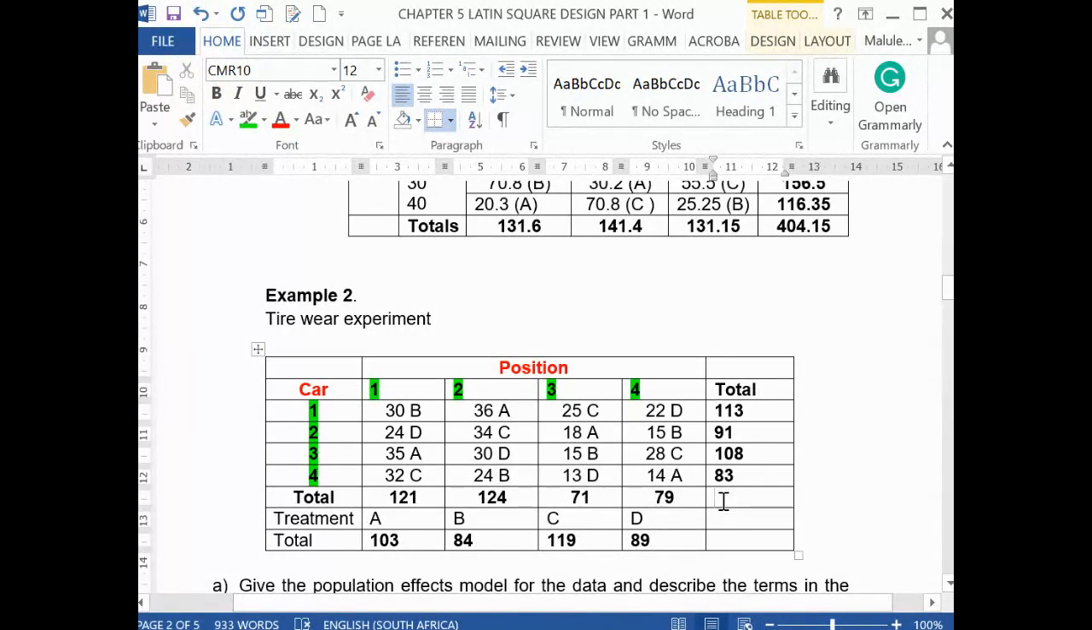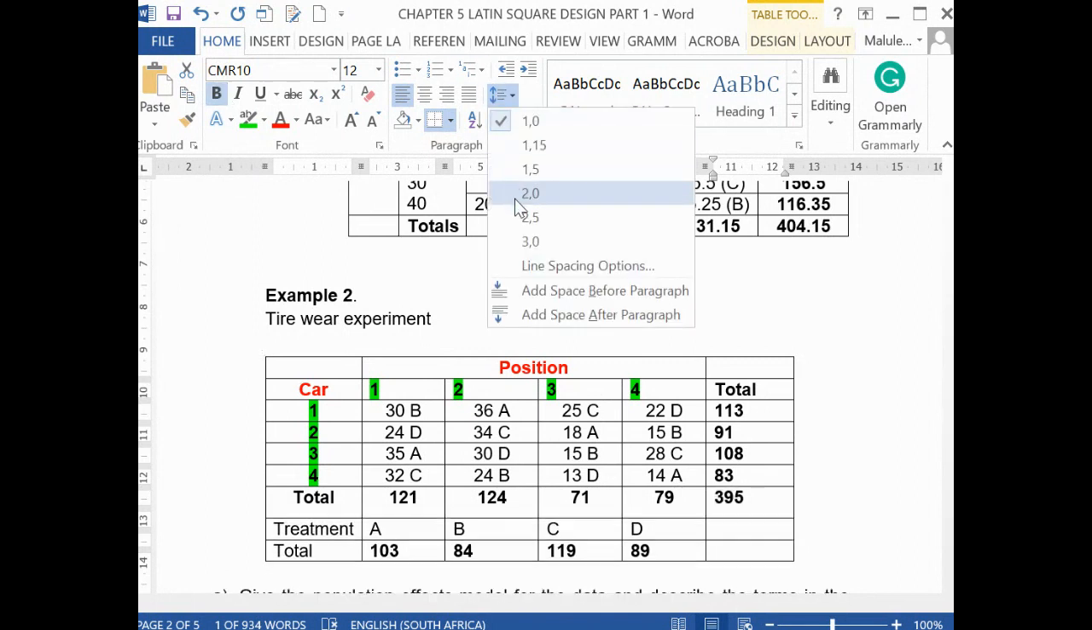$395. Thank you. You see, you are all getting the same figure, right? So it's very, very important to confirm that when you add the values from the rows, the columns, and the treatments, you have to get the same total value. So we're done with that first point.